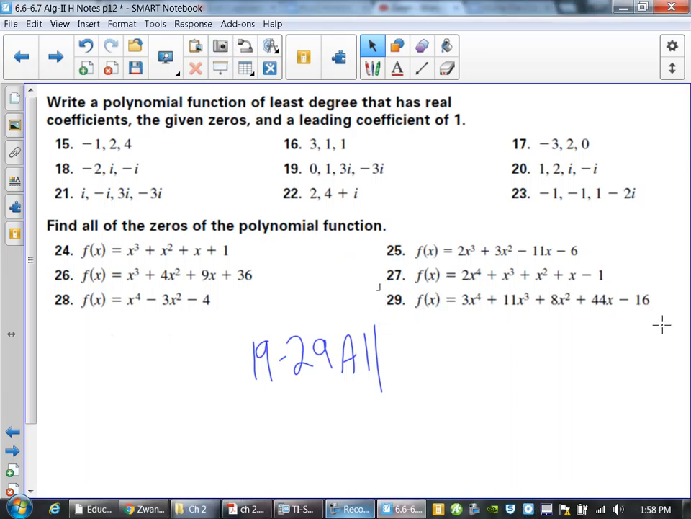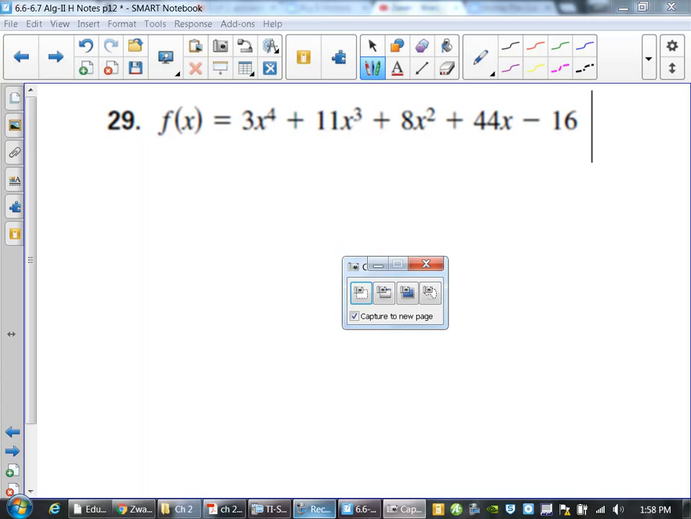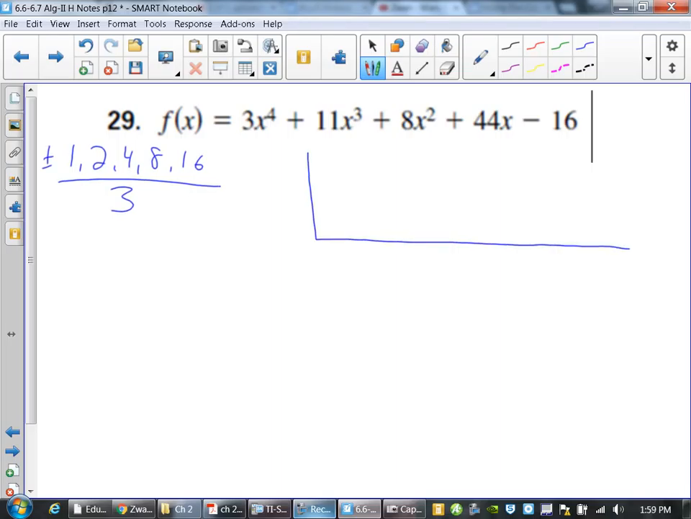All right, 29. So, guys, 29, we start off with all the tails of 16 over 3. So we have 1, 2, 4, 8, 16, all over 3, plus or minus. And we just start going. So, start with 1, we have 3, 11, 8, 44, and negative 16. No placeholders, everything's going to work out nicely. It's a matter of just dropping and going.